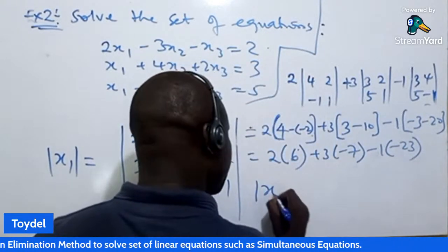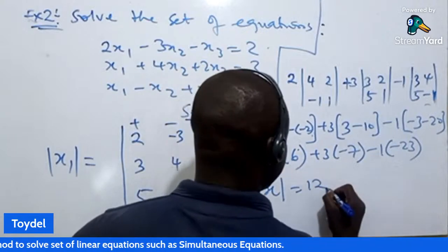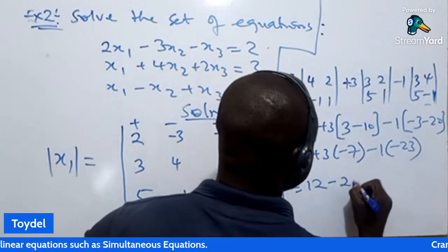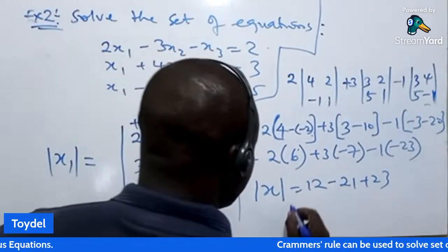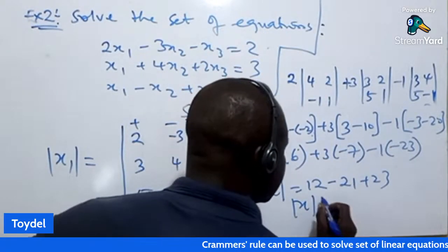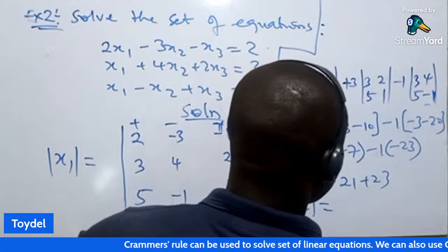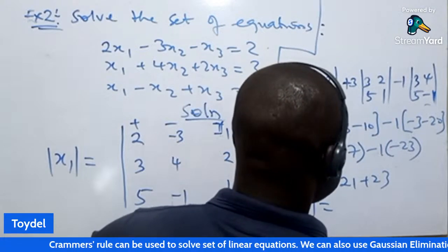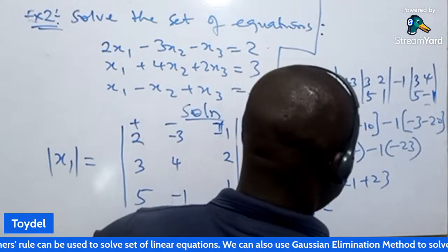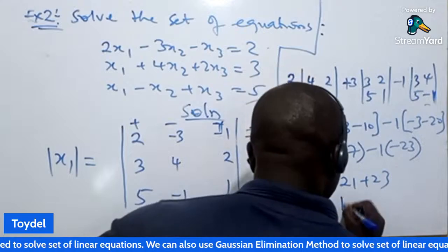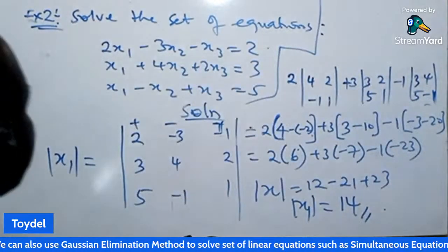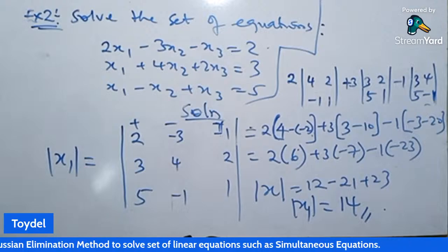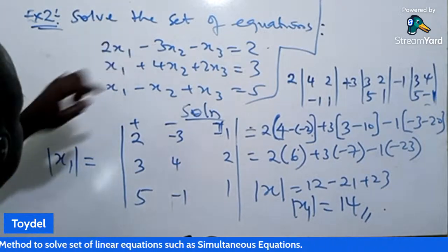So the determinant of x1 will now be 2 times 6 is 12, minus 21, plus 23. So the determinant of x1 finally will be 23 plus 12, that's 35. 35 minus 21 is 14. So the determinant of x1 is 14. So we have gotten the determinant of x1. Then we go ahead and find the determinant of x2.